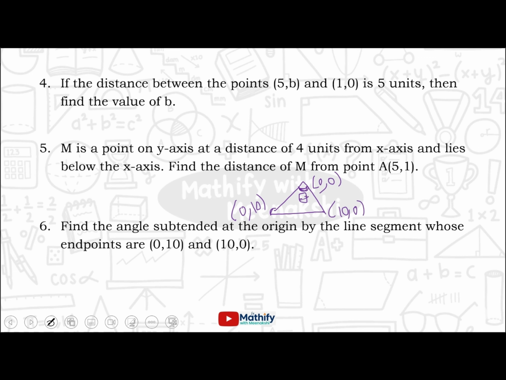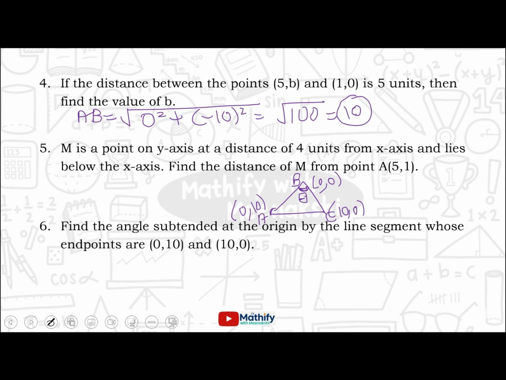What we'll do? First, we'll find the distances AB, AC and BC. So let's find AB first. Again using the distance formula, that is root of (0 minus 0) square, plus (0 minus 10), that is minus 10 square. You can simply write this as root 100, and that is 10 units. It's AB. Now we'll find BC. My BC is (0 minus 10), that is minus 10 square, plus (0 minus 0) square, that's 0 square. Again it will give you root 100, or you can say 10.